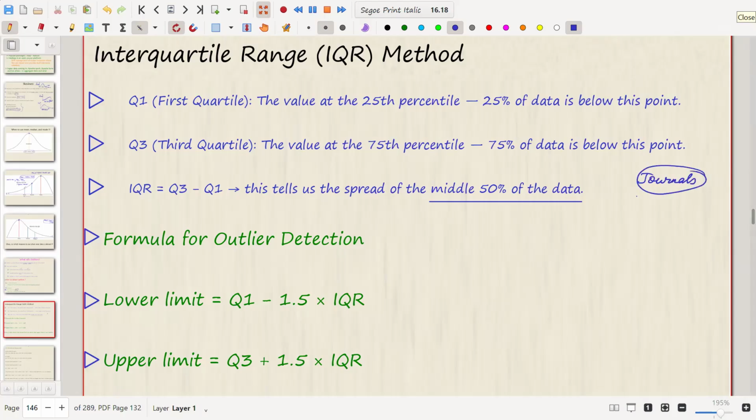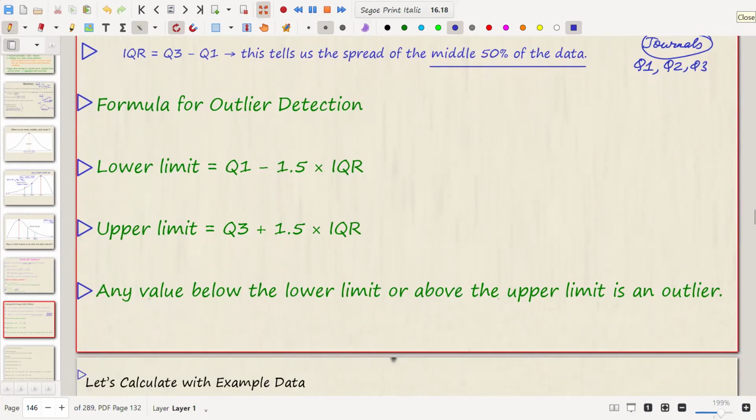You can see, there are something known as Q1 journals, Q2 journals, Q3 journals. This is the quartile they follow in scientific journals. Okay, fine. Now, how to determine outliers?